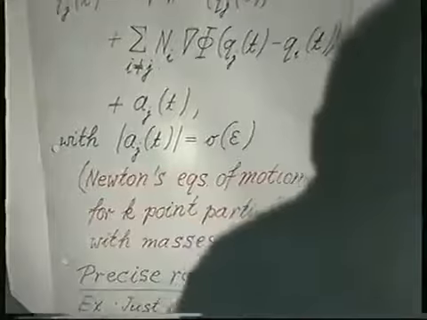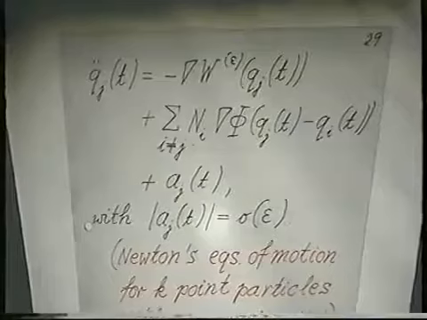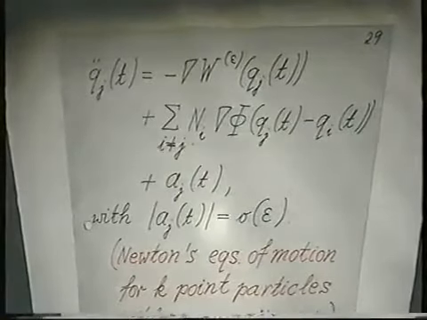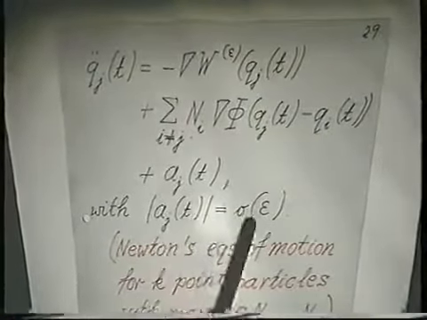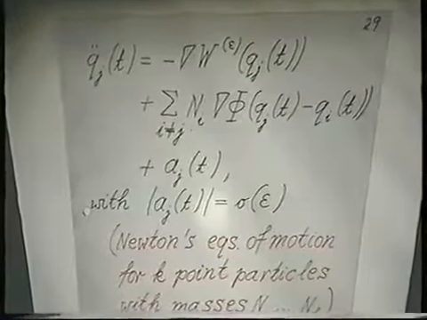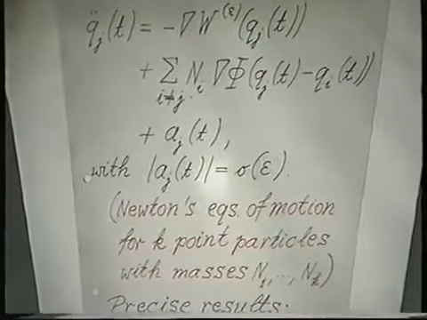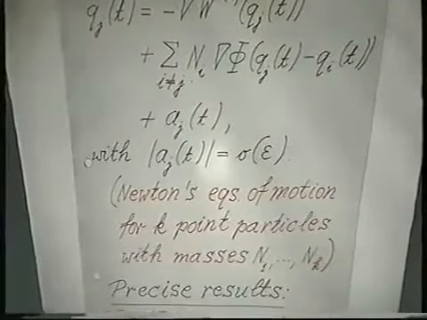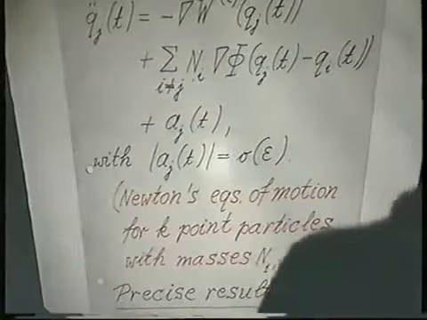Anyway, vary now this action functional with respect to the trajectories of the solitons, and you get these nice Newtonian equations of motion with small additional terms that I call a_j of t because they describe accelerations. And in fact, these are sort of friction forces. These friction forces are small as compared to epsilon. The average force acting on a soliton is proportional to epsilon. So these are variants of Newton's equation of motion with a little friction in it.